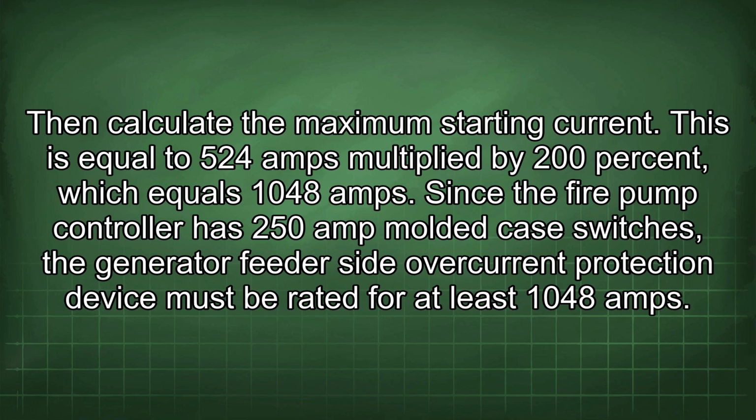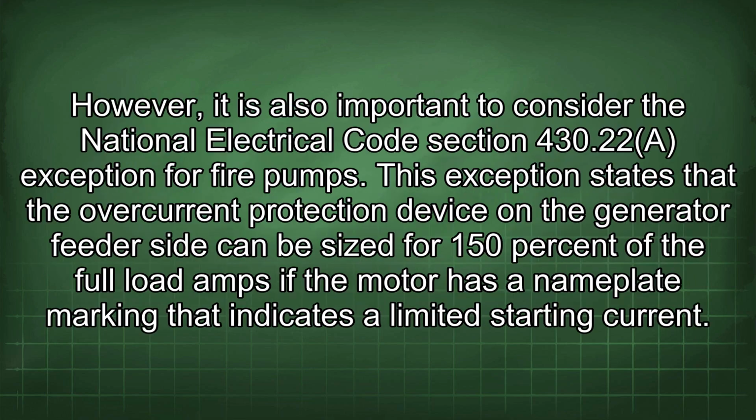Since the fire pump controller has 250 amp molded case switches, the generator feeder side overcurrent protection device must be rated for at least 1048 amps. However, it is also important to consider the National Electrical Code Section 430.22 exception for fire pumps.